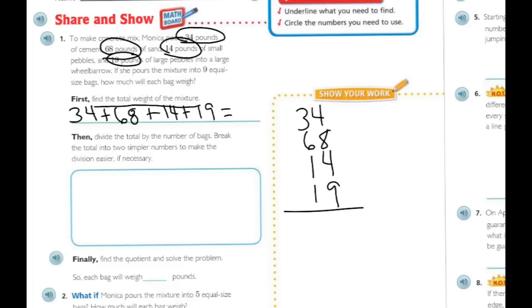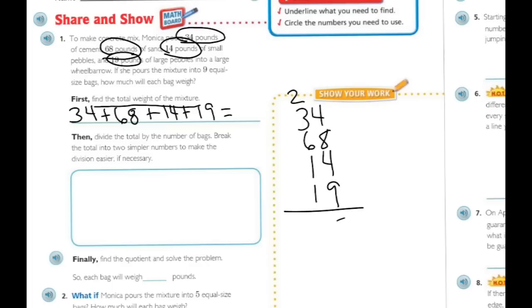You can also do just 2 of the amounts together if you want, and then do the other 2 amounts, and then add those 2 answers. But I can do 9 plus 4 plus 8 plus 4. 4 and 4 is 8. 8 plus 8 is 16. And then plus 16 plus 9 is 25.